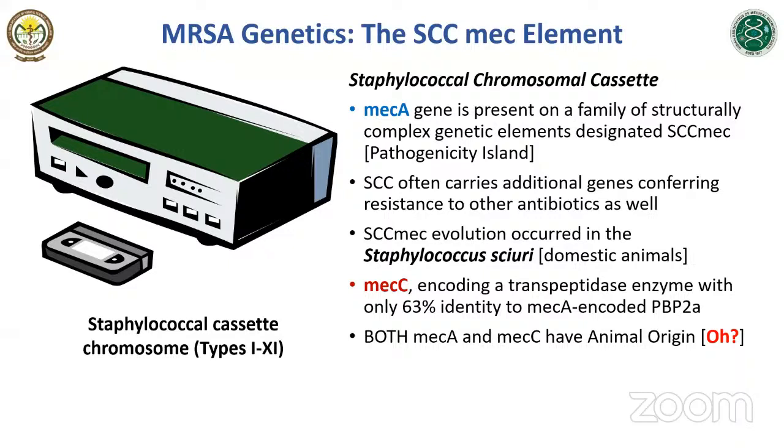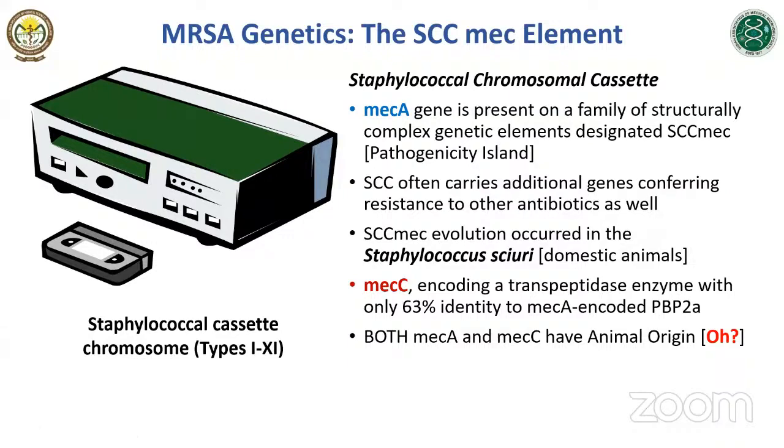It was originally found in Staphylococcus present in domestic animals, and mecC encodes a transpeptidase enzyme with 63% identity to mecA, which encodes PBP2A. So both mecA and mecC have an animal origin. OH means One Health. So basically, it is all related to animals only. We are getting all the Staph aureus, the MRSA, from animals only.